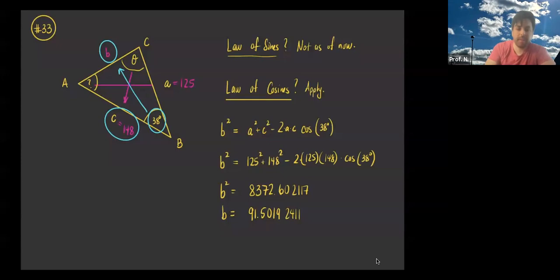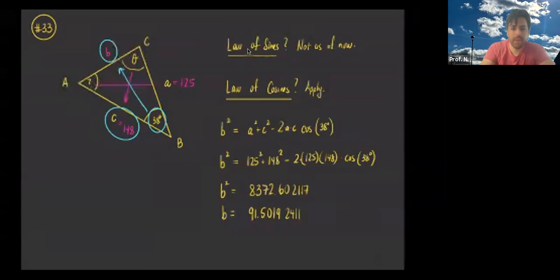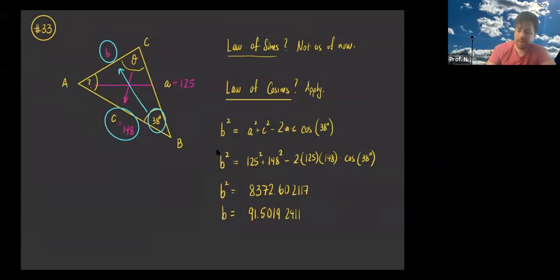So I got my b value. I know what it is. And let me just say, I think it tells us to round to 2 decimal places, so we can round to 2 decimal places. I'm just going to leave it like this for now. So b is equal to 91.50192411. So what does that mean? I know all the sides.